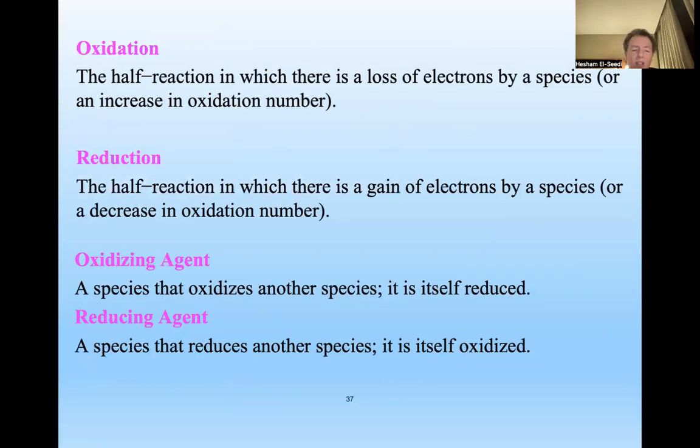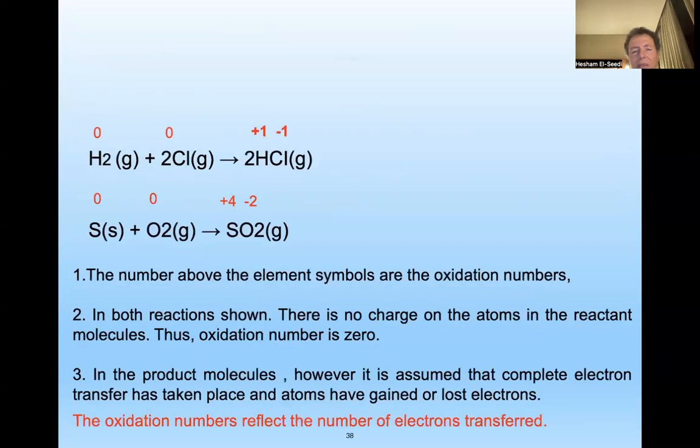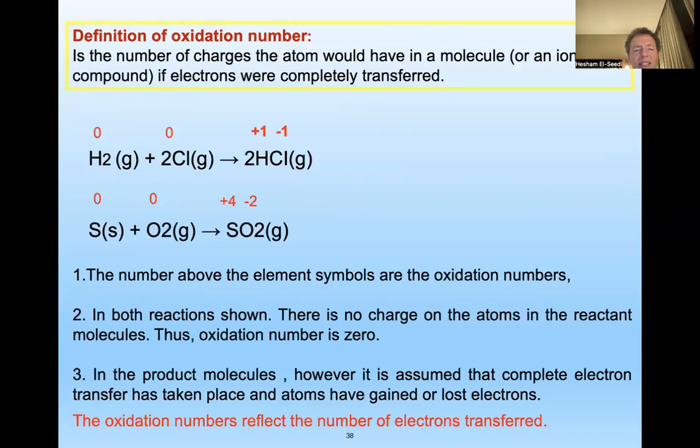So oxidizing agent and reducing agent. Oxidizing agent, what it means, it is a species that oxidizes another species. So itself, it is reduced. What about reducing agent? It reduces another species. So itself, it is oxidized. So please, this is a tricky point. The oxidizing agent itself is reduced, while the opposite way, the reducing agent itself is oxidized, right? So this is a definition.